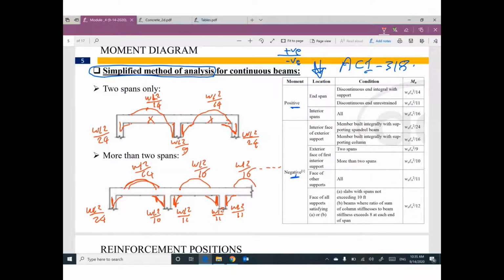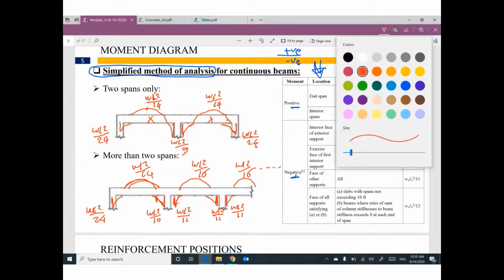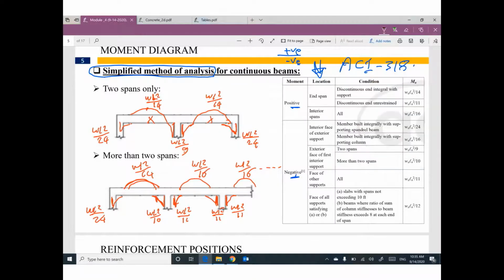So for a continuous beam of more than two spans, can you see? After the first one, this is the edge span or the first span, we have different values: WL squared divided by 24, WL squared divided by 14, WL squared divided by 10. But after this, everything is the same: WL squared divided by 11, WL squared divided by 16, WL squared divided by 11, WL squared divided by 16. This is a positive moment. This is a negative moment. This is the translation of all of these values in this table.